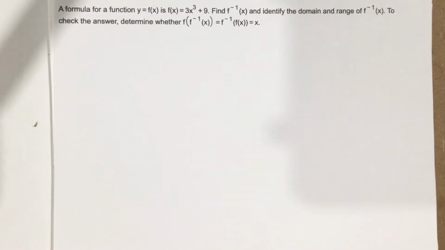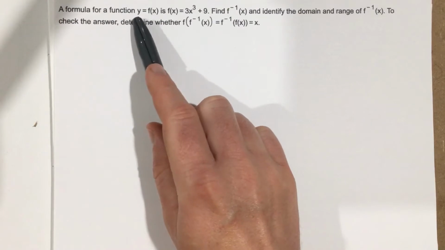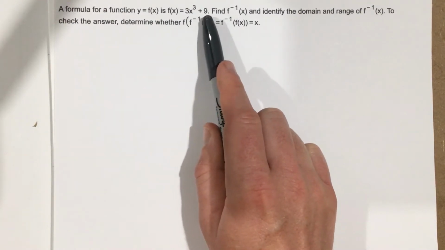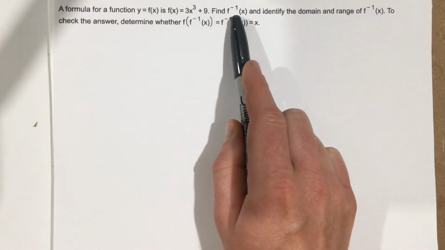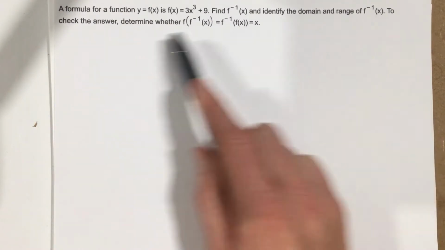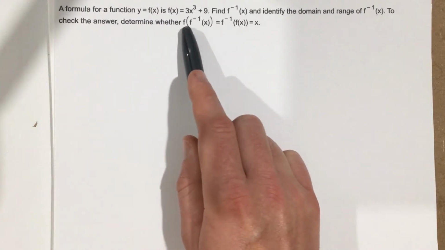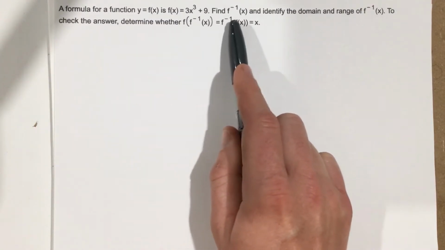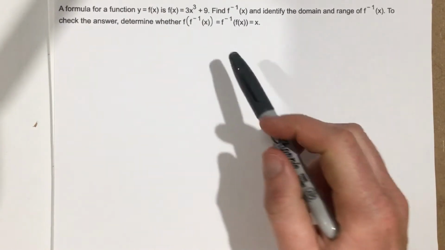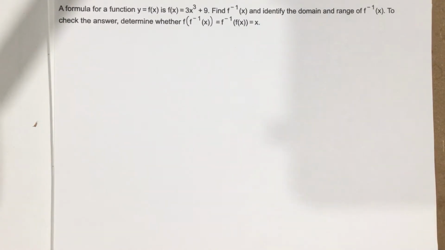This is problem number 4 from section 1.6. In this problem it says a formula for a function y equals f of x is f of x equals 3x cubed plus 9. Find f inverse of x and identify the domain and range of f inverse. To check the answer, determine whether f of f inverse of x equals f inverse of f of x equals x, meaning plug each function into each other and check to see that you come out with just x.